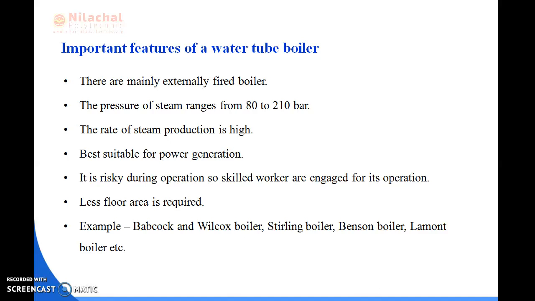It is also very risky because to operate such a type of boiler, we need skilled workers. Unskilled workers cannot operate this type of boiler. So it is risky during operation, and skilled workers are mainly engaged for its operation. It requires less floor area compared to the fire tube boiler. And the best examples are the Babcock and Wilcox boiler, Stirling boiler, Benson boiler, Lamont boiler, and so on.